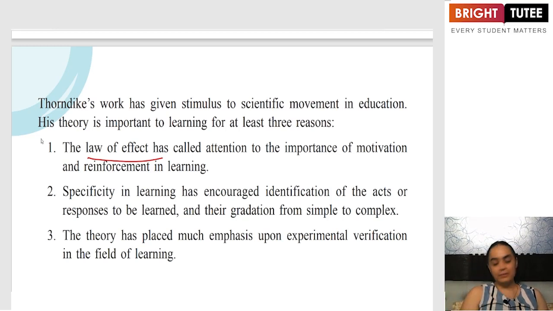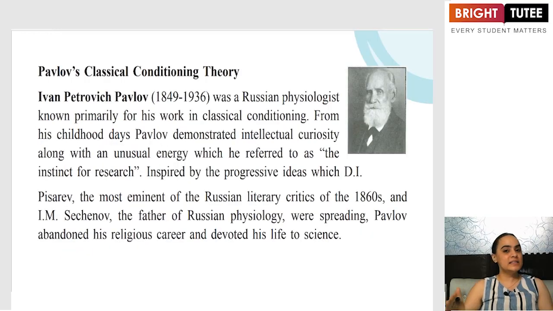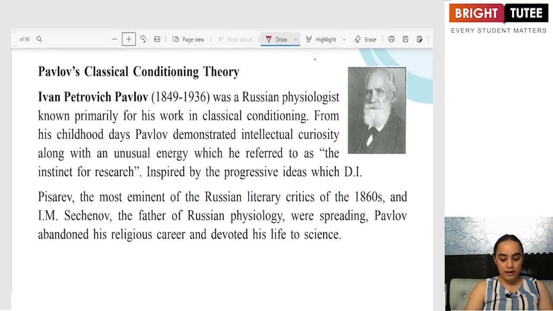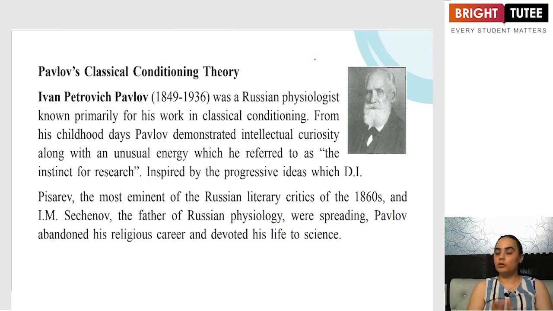So with this, my dear students, we come to the end of Thorndike's theory. In this lecture, we are going to talk about Pavlov's theory, which is known as the classical conditioning theory. Now, before we learn about Pavlov's theory, it is important for us to know who Pavlov was. Ivan Petrovich Pavlov was a Russian psychophysiologist, and he was known for his work in classical conditioning, which was the theory that he gave.